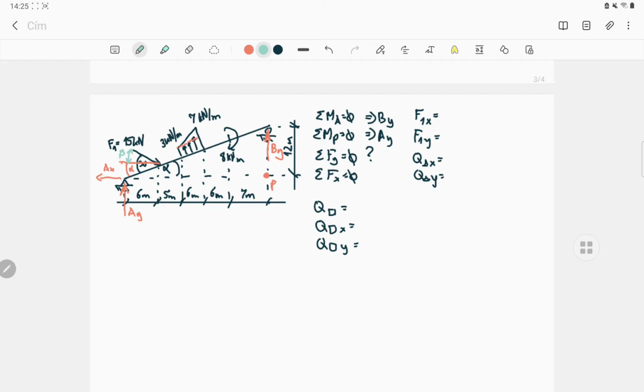I will mark this with beta, because the beta angle is between the horizontal, so between the x line and the force, and this is what we need, because if you want to know the F1x and the y component, you need an angle between the x or the y axis line, so not the alpha and not the 30 degrees. So the method now is: first you have to calculate the angle of the beam, or the slope of the beam.